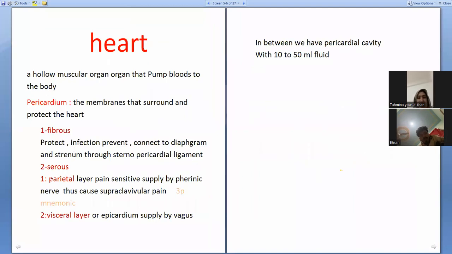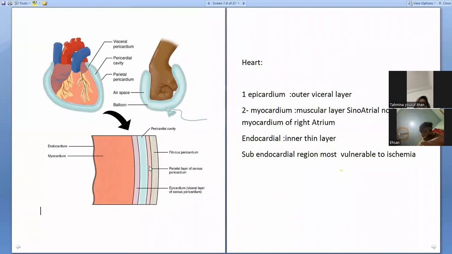We move to the slide. So we had the parietal layer, right, and we had the visceral layer. One thing you should note is that the parietal layer is pain sensitive. This layer has pain fibers. What does it mean? Whenever you have any injury or any infection, it will be detected by this layer. Whenever you have pericardial pain, when you have heart pain that is due to the pericardium, it will be detected by this layer.